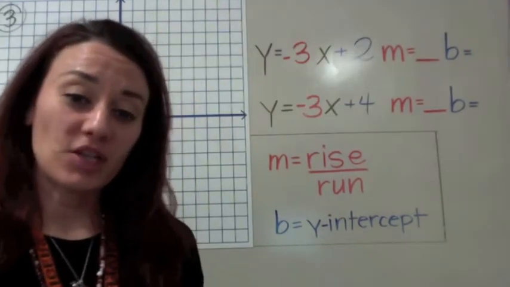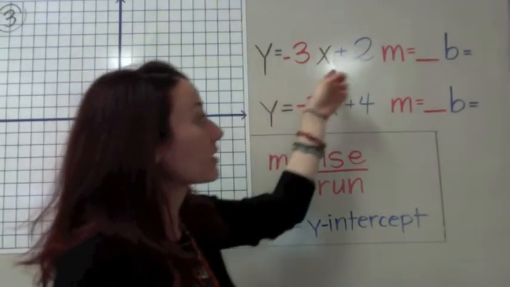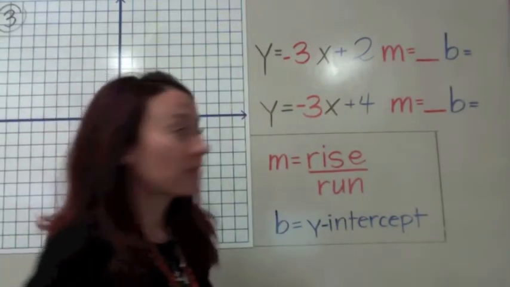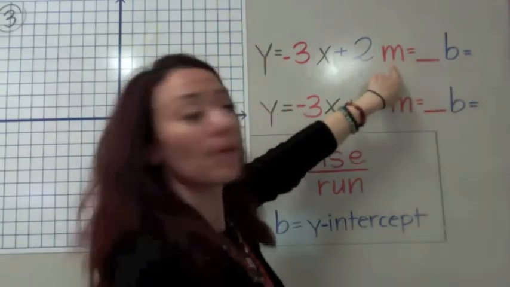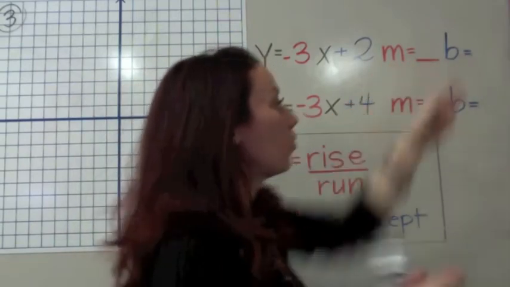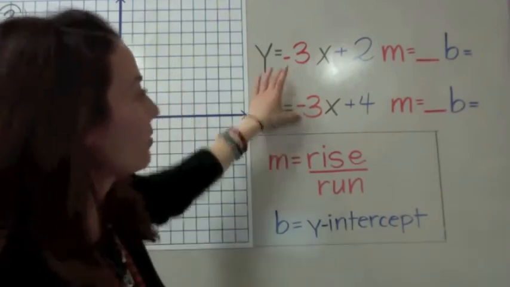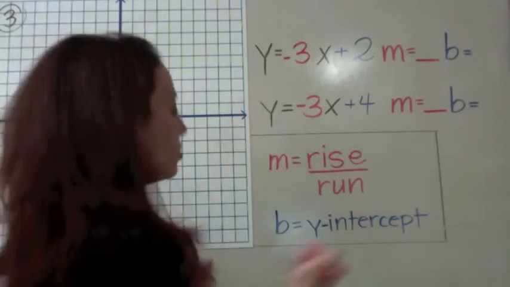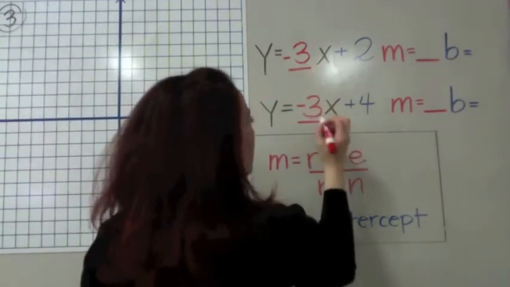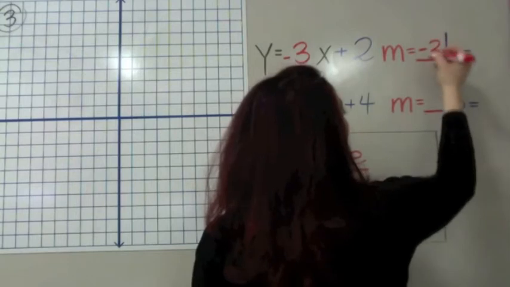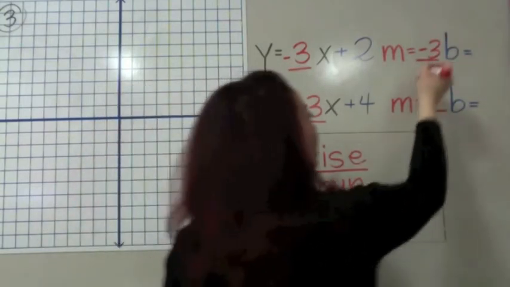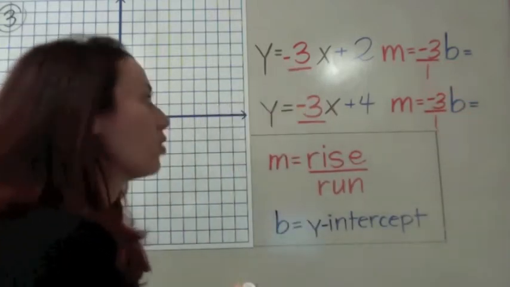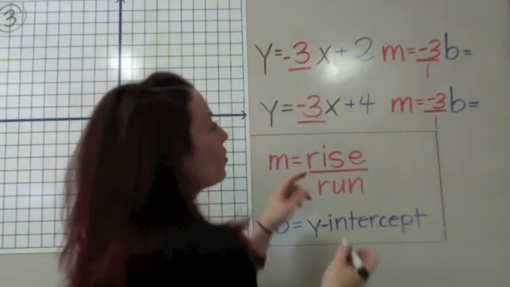Look at this system of equations. It says y equals negative 3x plus 2 and y equals negative 3x plus 4. We're asked to identify the m and the b. What's m? It's the slope, and b is the y-intercept. So what do we notice about the slopes? They're both negative 3, right? So let's underline them. We're going to write this as negative 3 over 1. Very good. And also this is negative 3 over 1. They have the same slope because the lines are going to be parallel. What's the y-intercept?